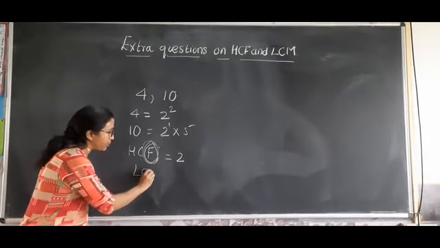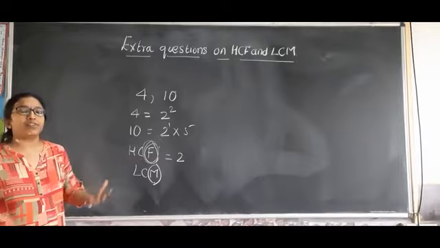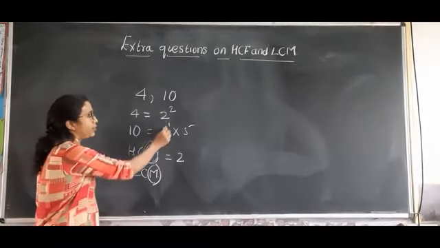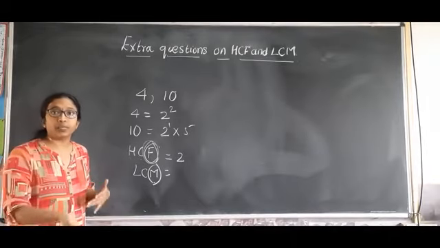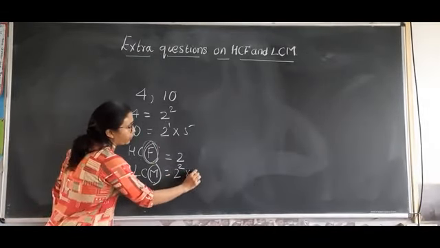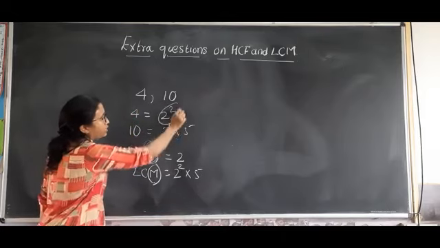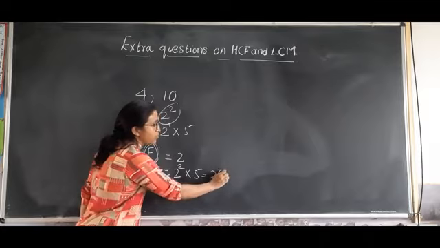Coming to LCM, least common multiple. The word multiple itself tells us that it is bigger. So here it is the product of the greatest power of all the prime factors involved in the numbers. So here we have 2 square into 5. 2 square is the biggest, and we have the uncommon factor 5. So we have 4 into 5, that is 20.